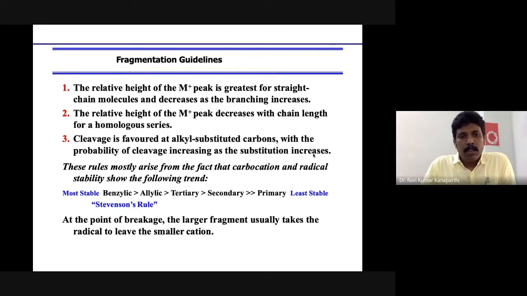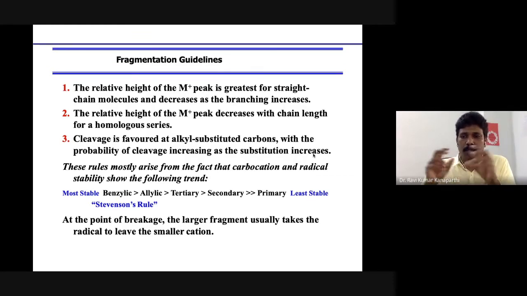These are very, very important, and I may ask in the examination what the general fragmentation guidelines are. So these 10 principles you need to write for such a question. Okay, the first and foremost rule: the relative height of the molecular ion peak is greatest for straight chain molecules and decreases with branching. If the branching is increasing, the molecular ion peak reduces.